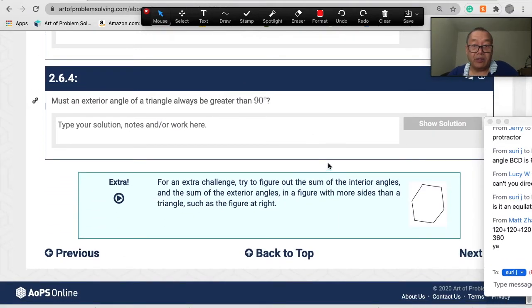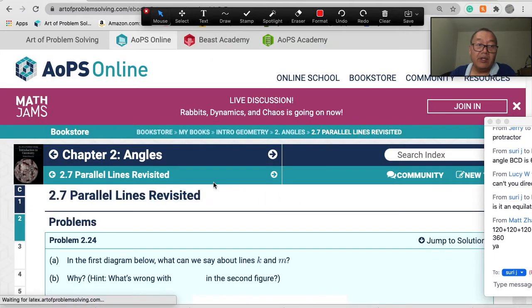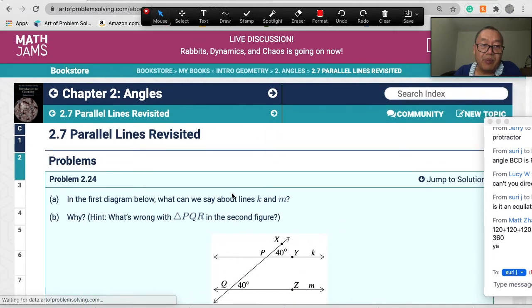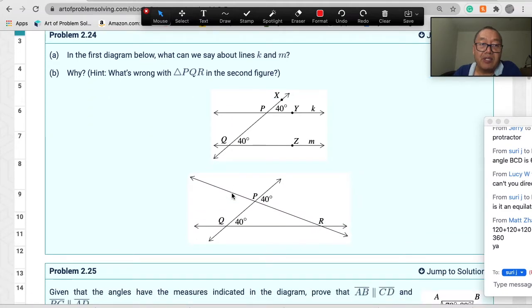Now let's go to the next section. This section is 2.7, parallel line revisited. That means we still have something to talk about regarding parallel lines, because we'll use this a lot in our later chapters. See this example, 2.24. In the first diagram, what can we see about the lines K and M? K and M are parallel to each other, right? Because this angle equals 40 degrees, and this also equals 40 degrees.